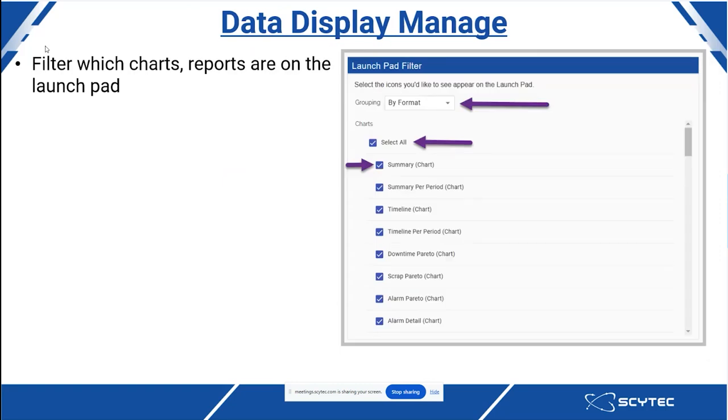So one of the new things that you're going to be able to do inside of the management section for Data Display is filter which charts and reports are on your launchpad. As I said, you can filter those by their format or by their grouping, and you can either select all of them or select individual charts and reports that you want to see on your data display launchpad.